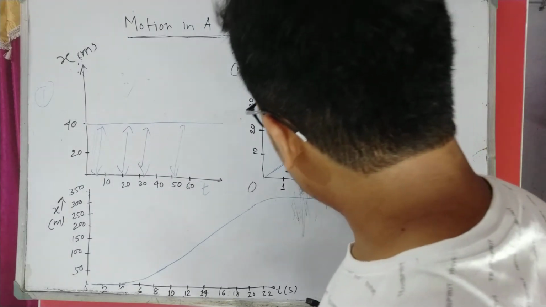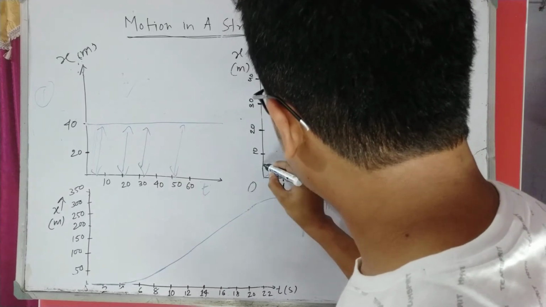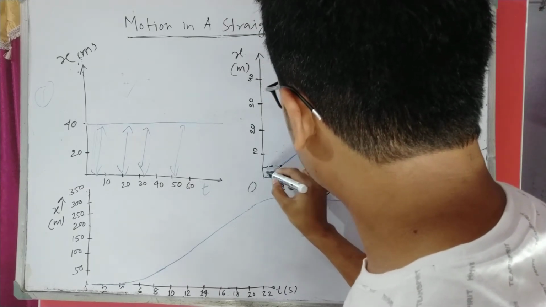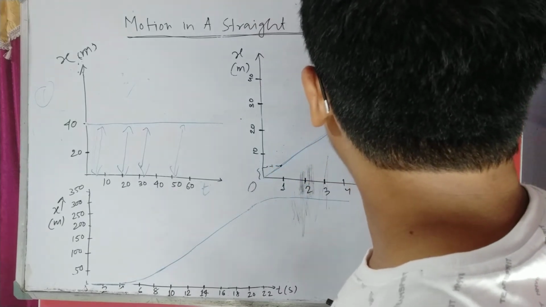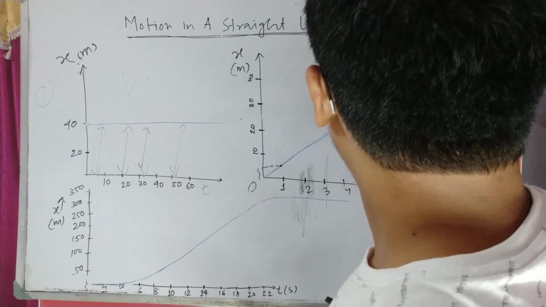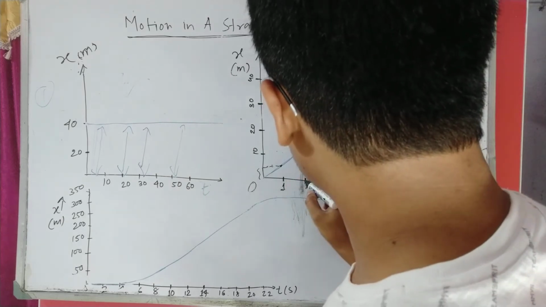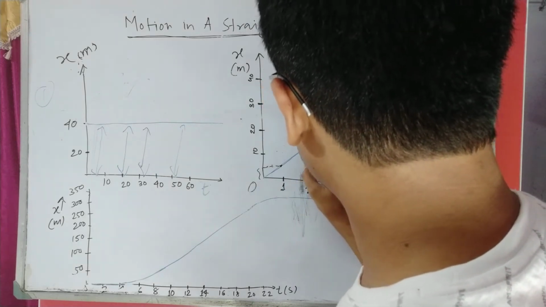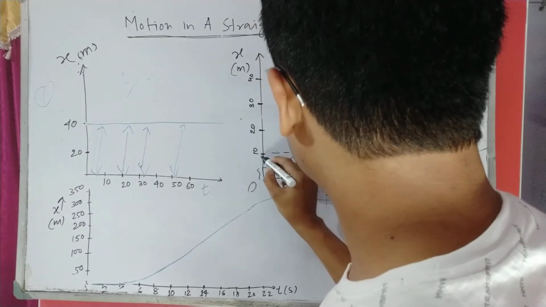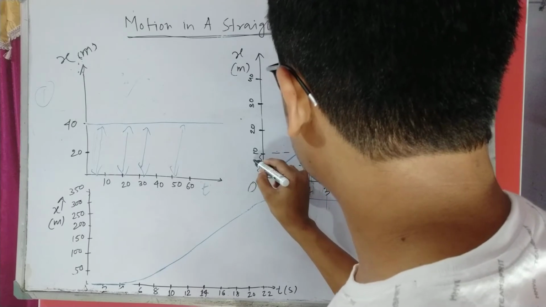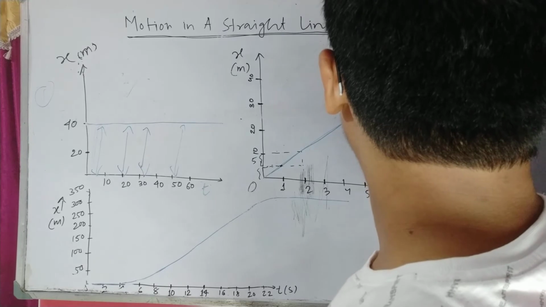So if you look at this graph, you will see that in the first 1 minute it travels this much. This is around 5 meter. So in the first 1 minute it travels 5 meter. Then in the second 1 minute, from 1 minute to 2 minute, you see that it again travels this much. This is again 5 meter. So in the second 1 minute also it is traveling 5 meter.